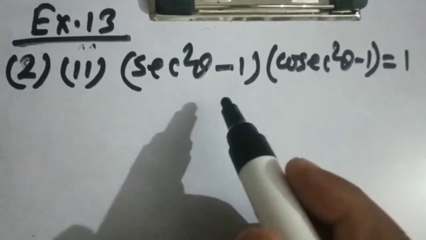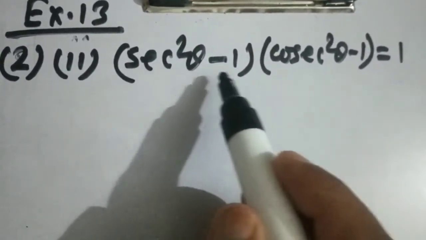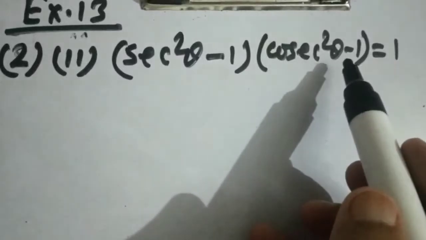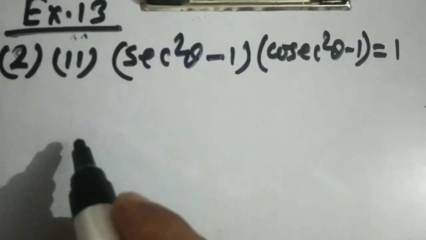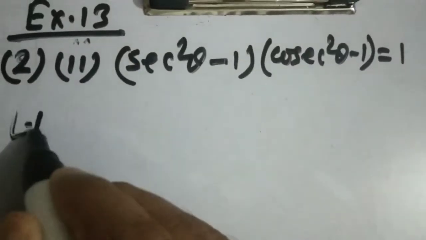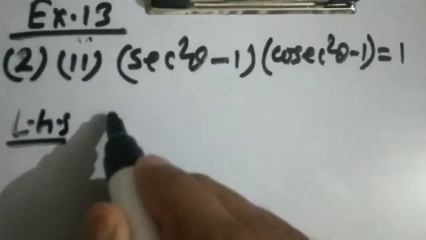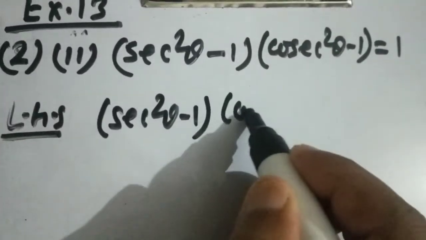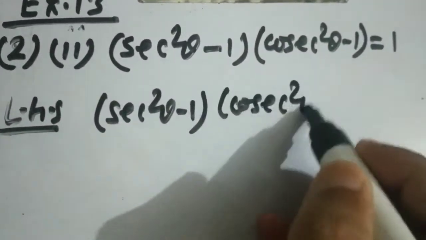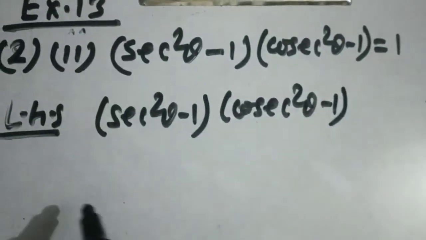You have to prove that sec square theta minus 1 into cosec square theta minus 1 is equal to 1. So LHS is sec square theta minus 1 into cosec square theta minus 1.